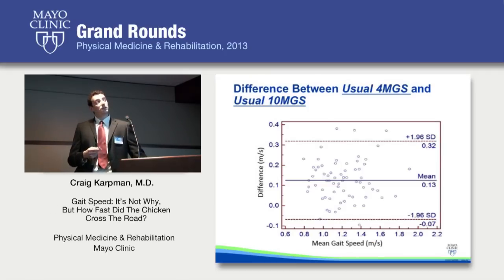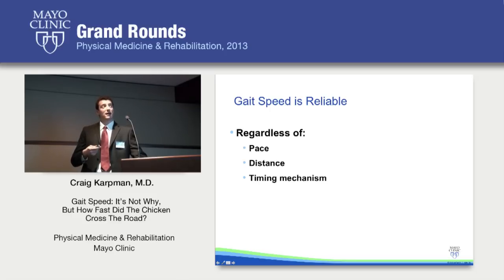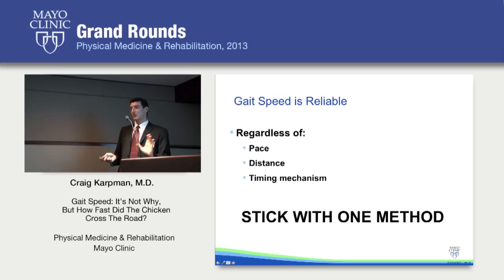And we also measured very similar things with usual 4 meter and usual 10 meter, and saw that there was a significant difference between the different distances and what speed patients walked at, depending if it was a 4 meter distance or a 10 meter distance. So based on that analysis, we really thought gait speed is reliable from test to retest, no matter what kind of instructions we used, but you really had to stick to one method. So you need to select out what's going to work best for your patient population, decide how you're going to use that, and then just stick to that.